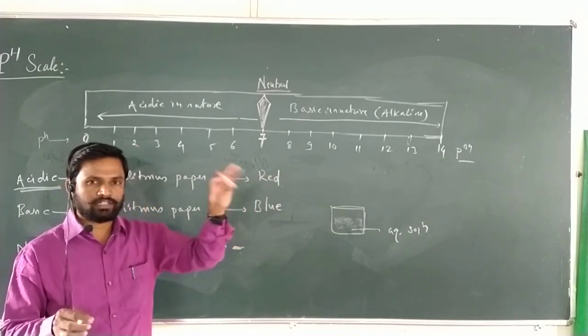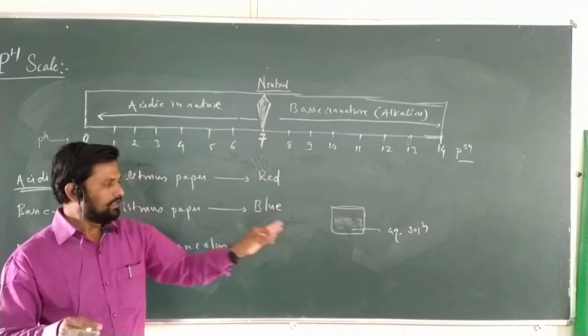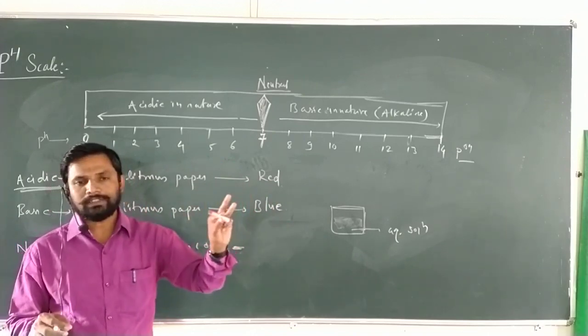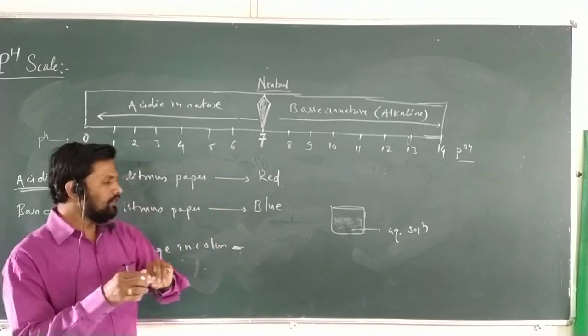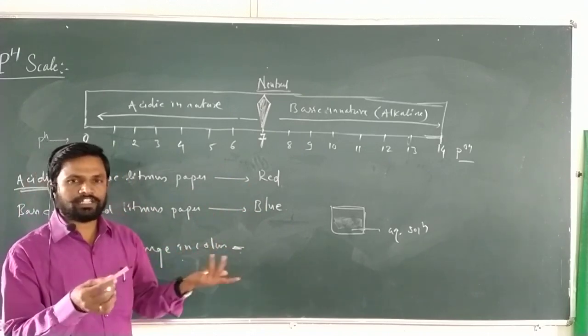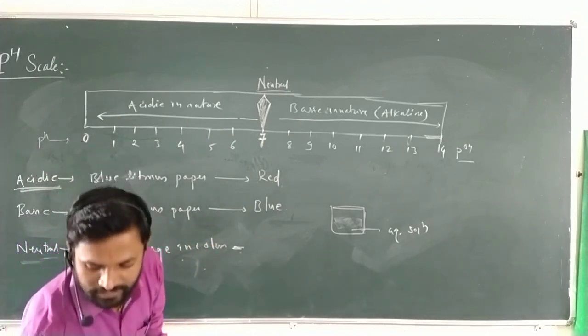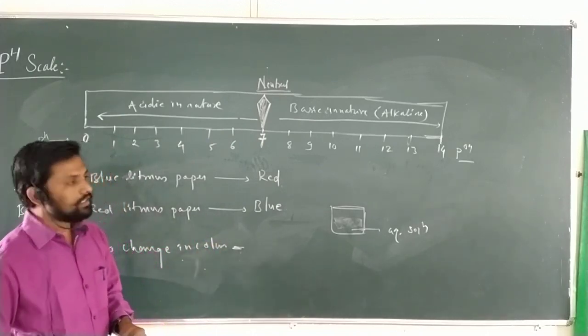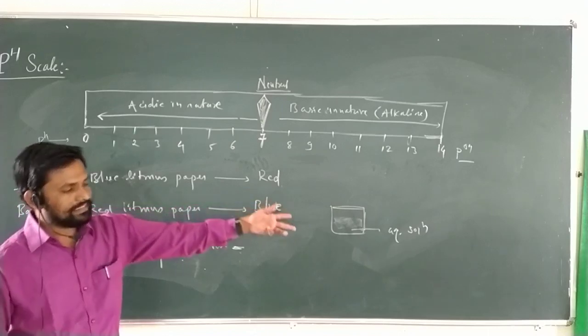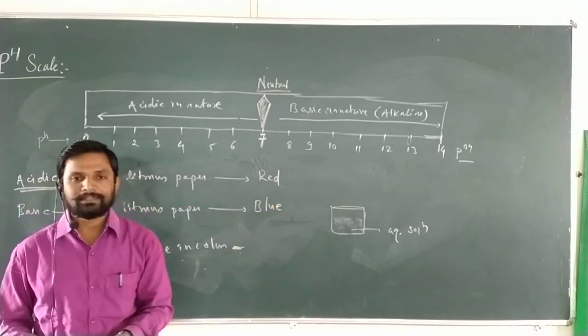Blue litmus turning red indicates acidic. If red litmus turns blue, that will be basic in nature. If there is no change in both papers used, that will be neutral. So likewise, we can say here that whether it is acidic or basic can be determined by the litmus paper.